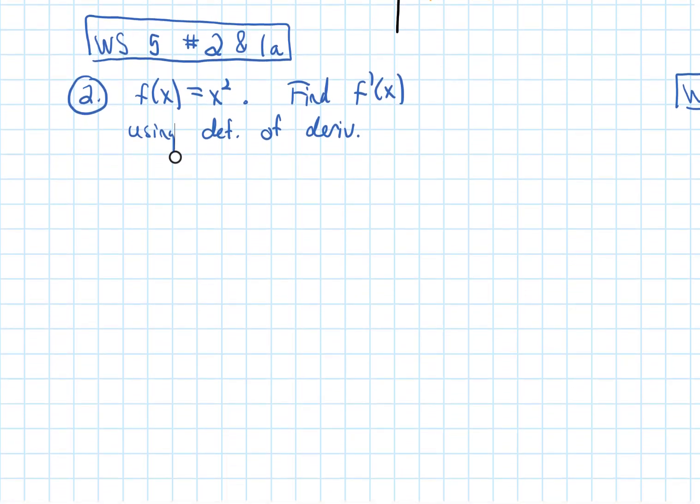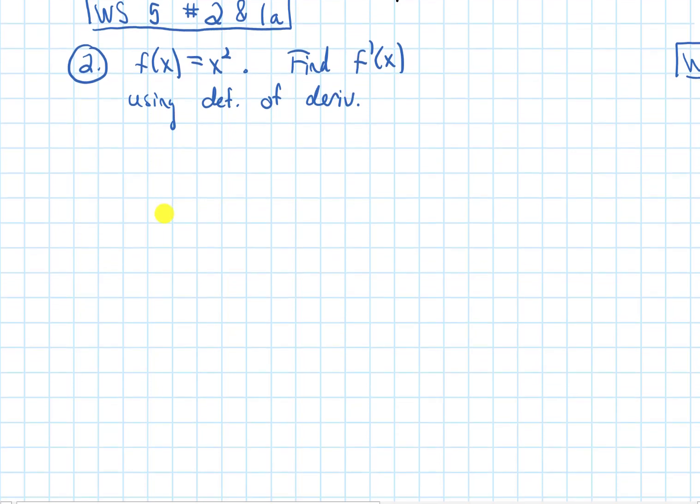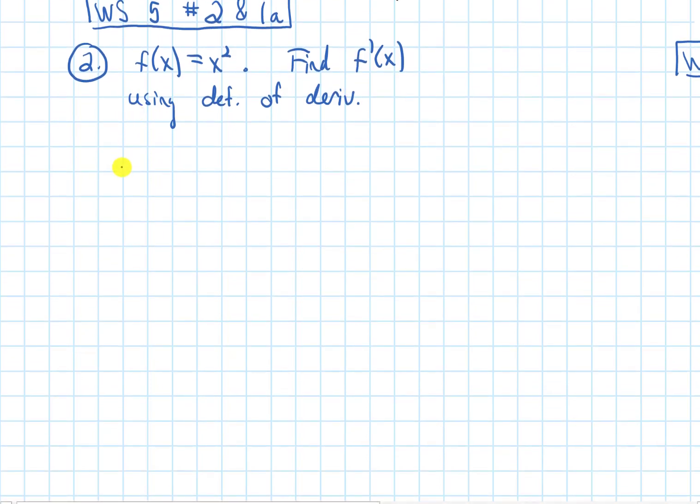All right, so to this example. This is a problem from worksheet 5, and we are going to look at problem number 2 first, and then we'll look at part 1a. So we have the function f of x equals x squared, and I want to find the derivative using the definition of the derivative. So let's do this using both definitions. I'll call my first way method 1. Let's take the limit as h approaches 0. Let's use that definition.